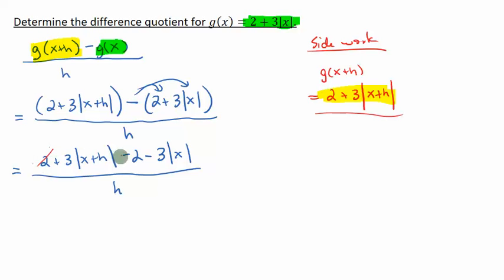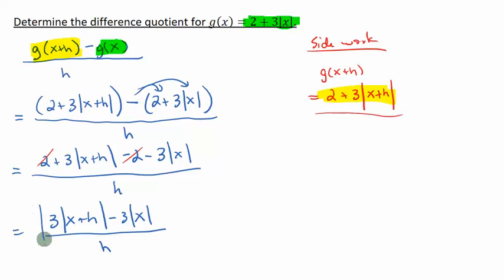So I've got 2 minus 2 giving me 0, and I can't do anything else. So I've got 3 times the absolute value of x plus h minus 3 times the absolute value of x, all divided by h. Now my two terms on top, neither one of them has an h factor, so I can't pull it out. So I'm done. I can't factor out an h and cancel. So this is my final answer. This is the difference quotient for this function.